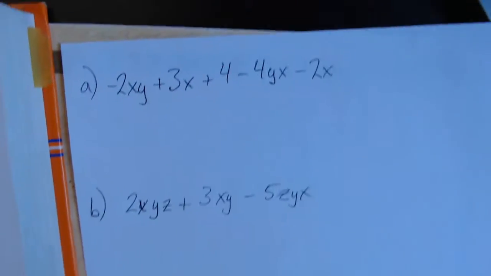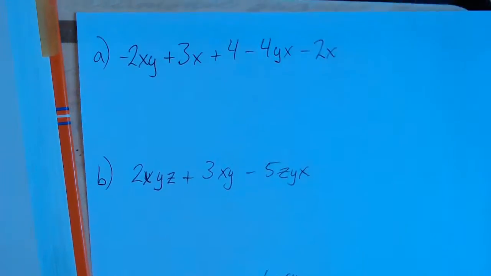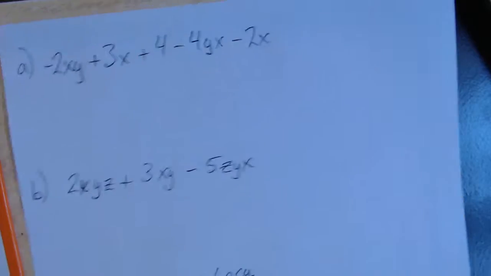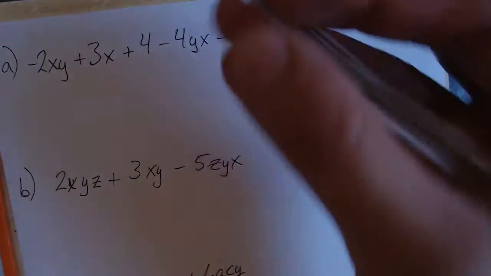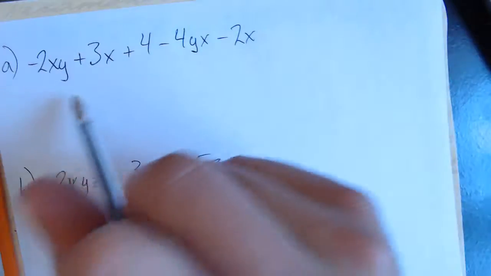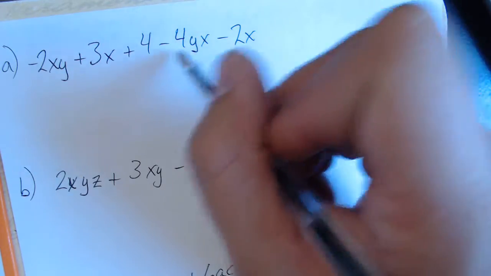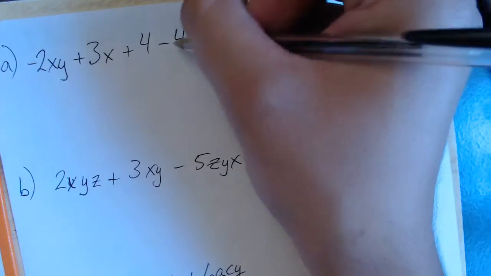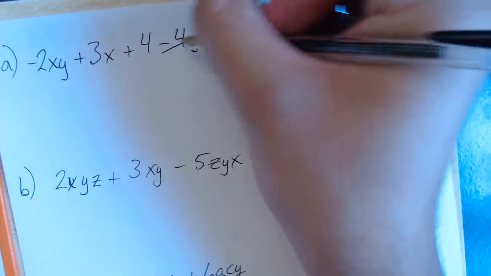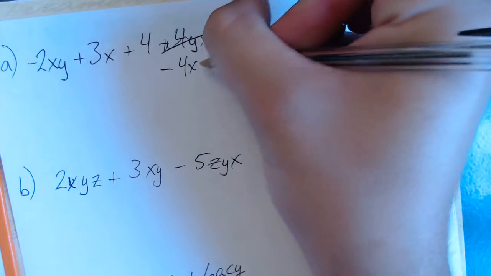So if you remember from the lesson, the easiest way to deal with this is to write everything in alphabetical order or reverse alphabetical order, but write them all the same way, so that way we can clearly see which ones are the same and which ones are not. In this case, the only one that's not written the same as the other ones is this one, negative 4yx. It's in reverse alphabetical order where all the rest are in alphabetical order. So I can just cross this one out, and I'll replace it with negative 4xy.